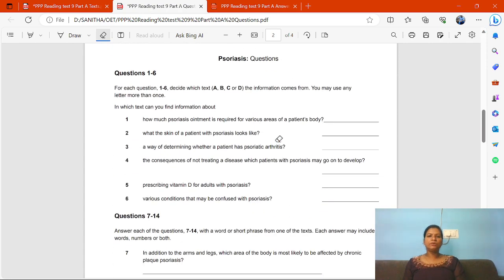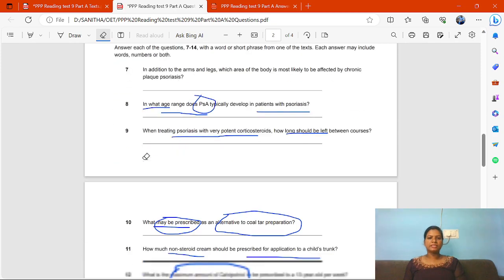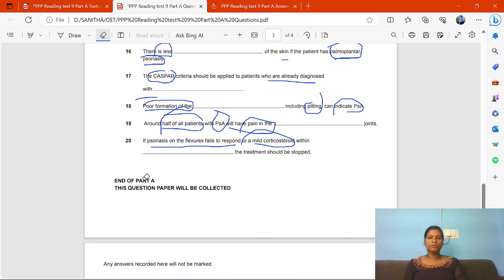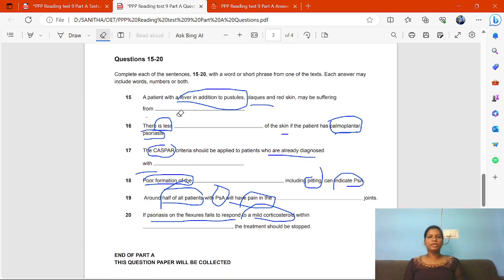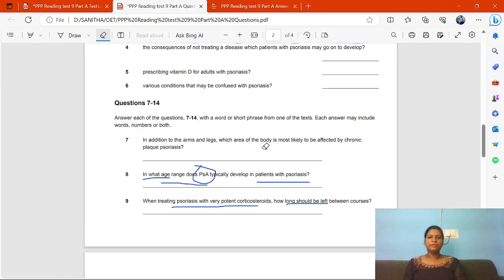Then you will get 20 questions. 1 to 6 is match the following, 7 to 14 is short answer, and 15 to 20 is sentence completion. You can start from the beginning, or you can start from the short answer type of question, that is from 7 to 20. Both ways you can apply in the OET reading subtest.